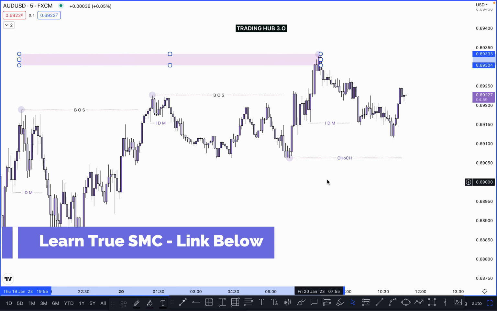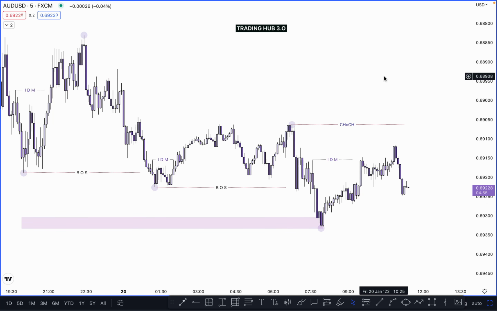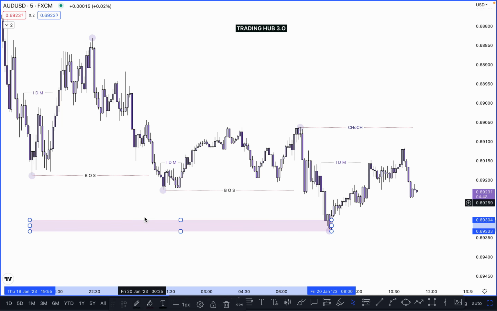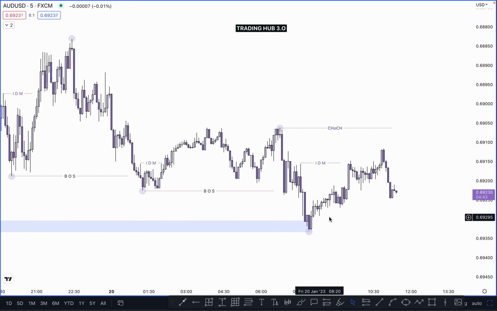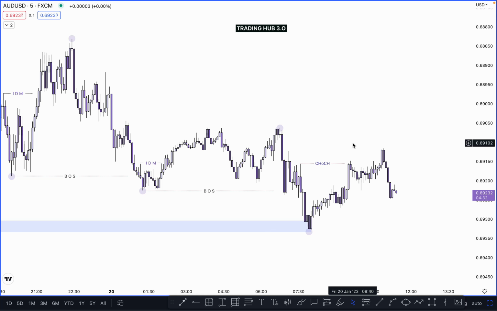If I invert this chart, look at this one, you can understand something like this. So this one is our bearish structure, for example, and this one is our bullish. It means this is our demand zone, right, and price tap here. So where is our CHoCH? So this inducement convert into CHoCH, and something like this. So this one is our CHoCH.